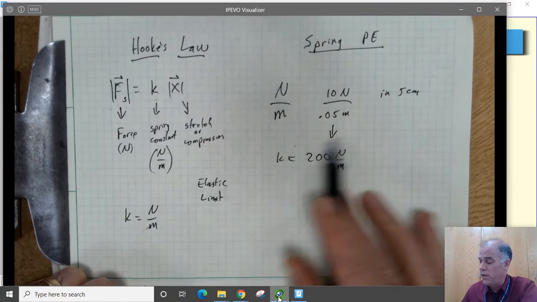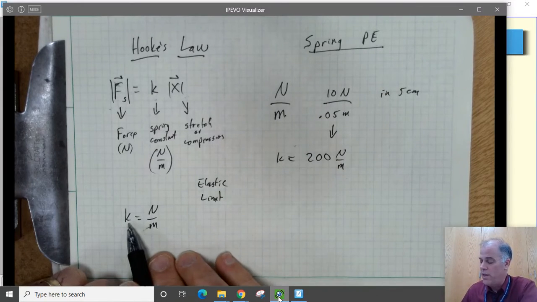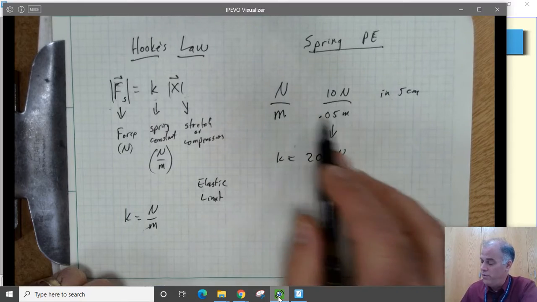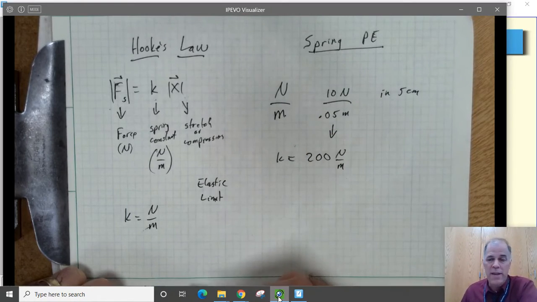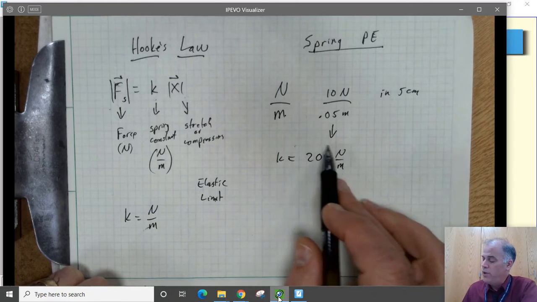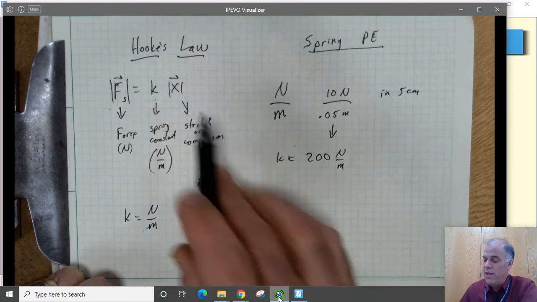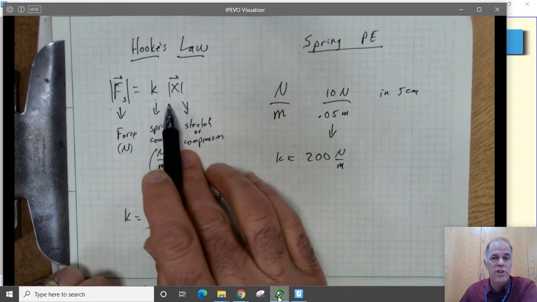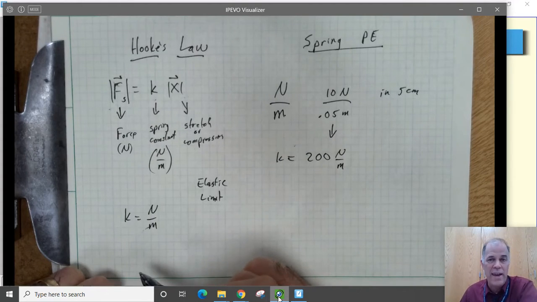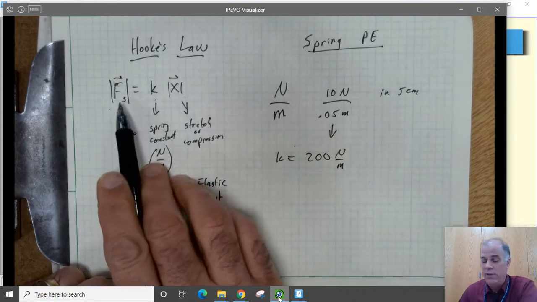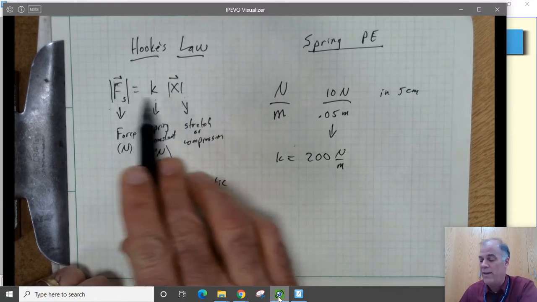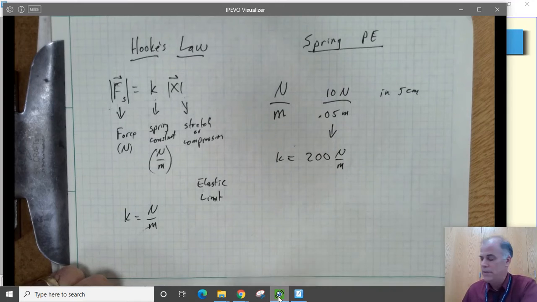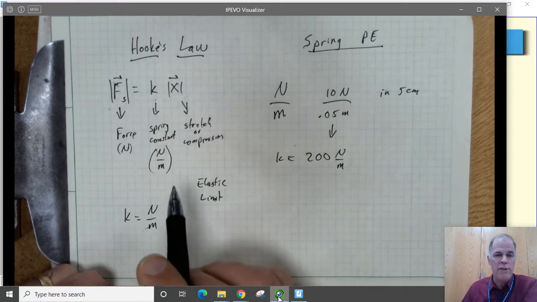And given information like this, you can say, okay, well, spring constant, 10 newtons divided by 0.05 meters, just like we did. That's all there is to it. And once you have the spring constant, then you can plug in any distance that you want and figure out how much force you'll get out of it. Or alternatively, if you need a particular force, you can figure out how far you need to stretch the spring to produce that force.